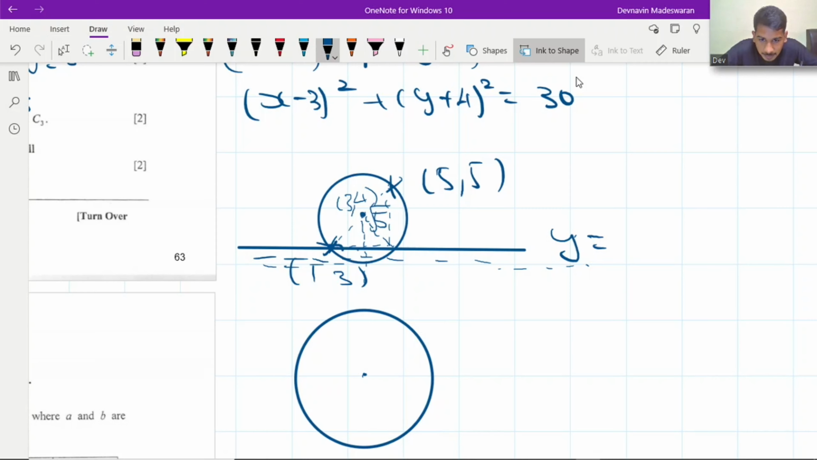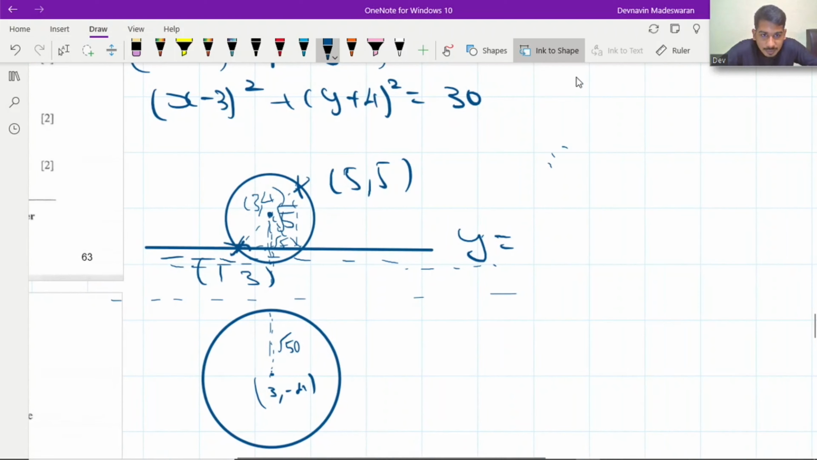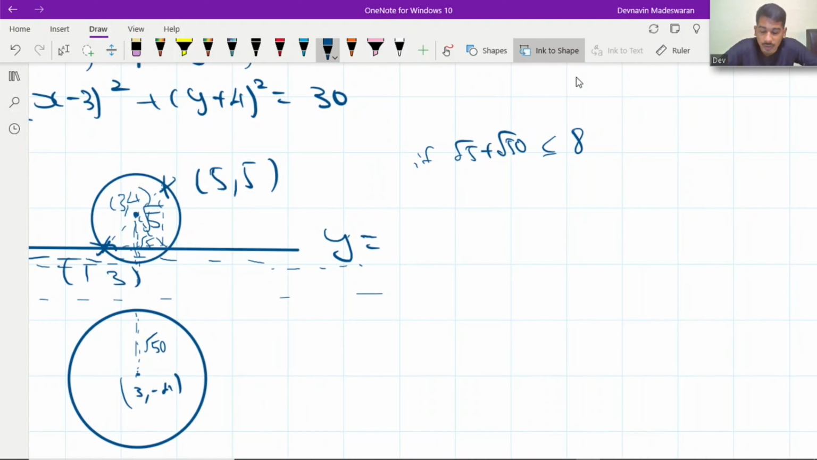This is going to be (3, negative 4), and the middle line is here. We don't know if they're intersecting. So this is going to be square root 50 and that is going to be square root 5. If square root 5 plus square root 50 is smaller than 8, because this is 4 and this is negative 4, or smaller than or equal to 8, they're touching or cutting each other. If not, they won't.